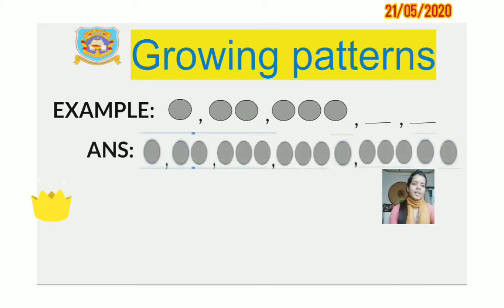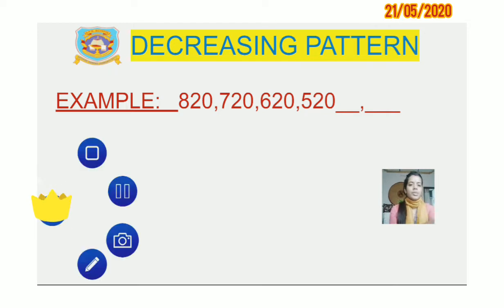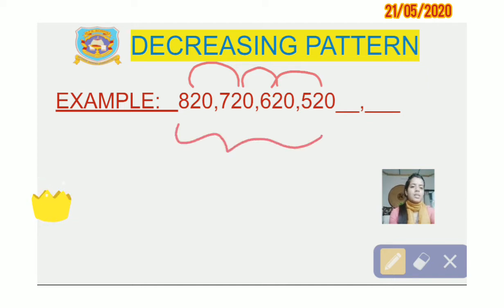Alright. Dear children, also remember that like we are having increasing pattern or growing pattern, we will also have a pattern which will be decreasing by a certain number. Okay, so just consider the example shown here. In this pattern, the first term is 820, the second term is 720, the third term is 620, the fourth term is 520. This pattern has numbers decreasing by 100.